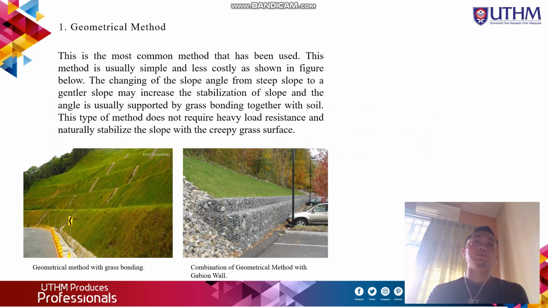Number one is geometrical method. This is the most common method that has been used. This method is usually simple and less costly as shown in figure below. The changing of the slope angle from steep slope to a gentle slope may increase the stabilization of slope and the angle is usually supported by grass bonding together with soil.